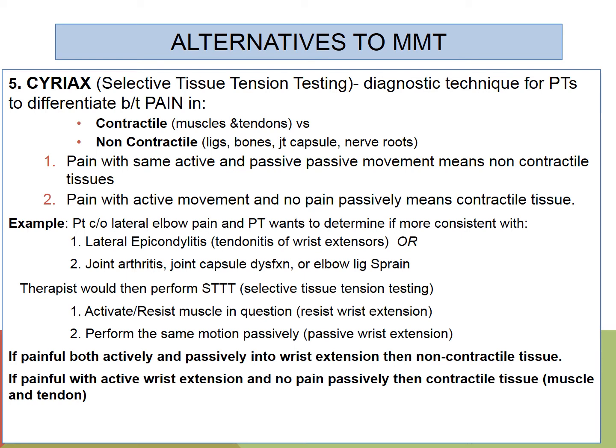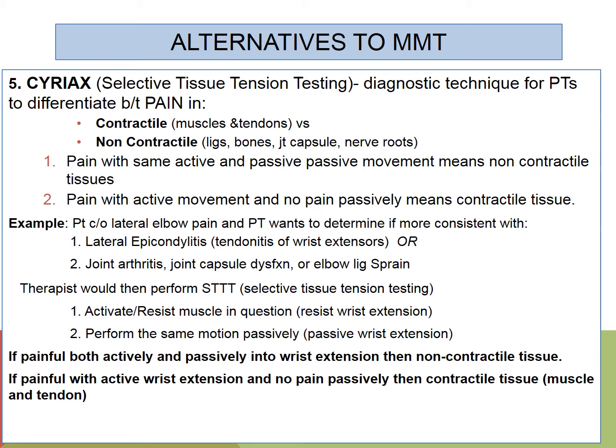However, if they have pain actively, you ask them to actively flex their shoulder and they have pain, but when you lay them down in supine and you test shoulder flexion passively, they have no pain, well then you are thinking that it is something that is contracting. It's the muscle, it's the tendon, because when it's at rest there is no pain.